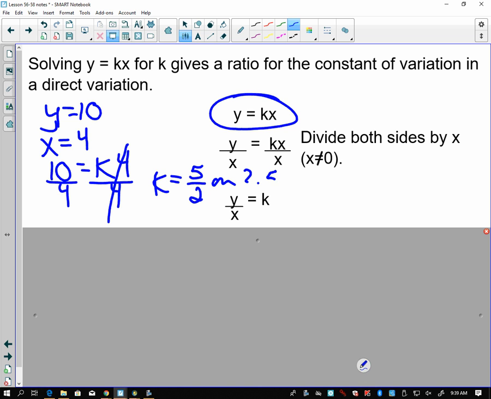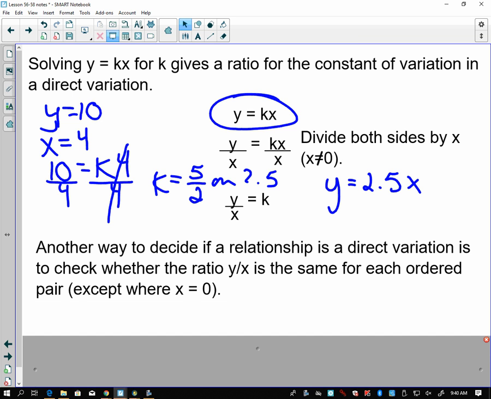Is that right? Okay. So once I know that k is 2.5, they might plug in something. I would rewrite this equation as y equals 2.5x. Now that I know what the constant is, I could plug in anything I want for x and find out what y is going to be. Okay? Questions? Have I lost anybody here? Everybody feels pretty good. Okay, great. Let's see if there's anything else down here.